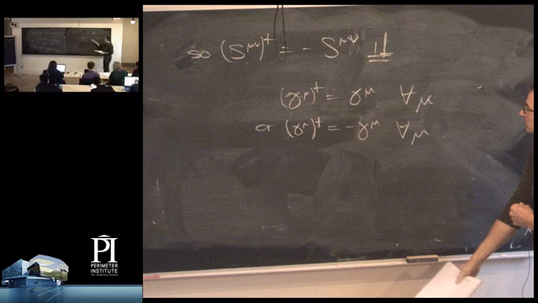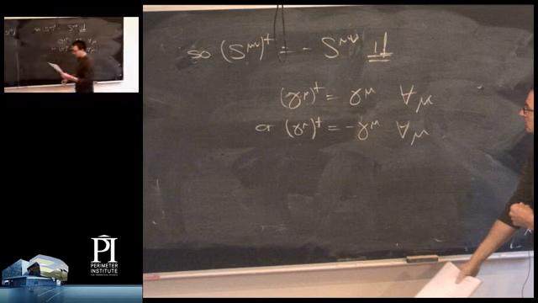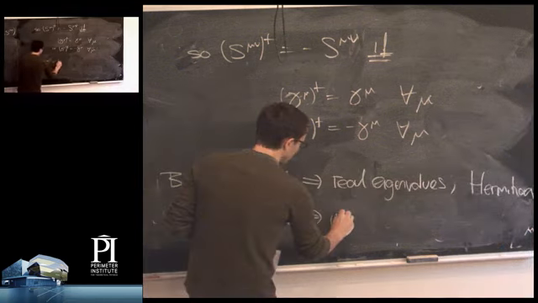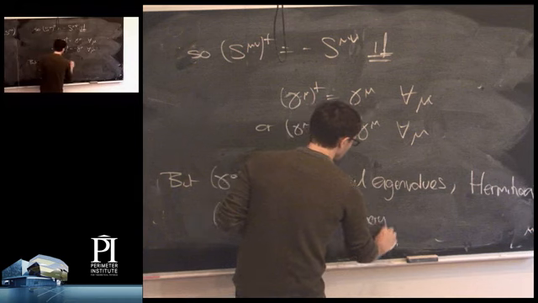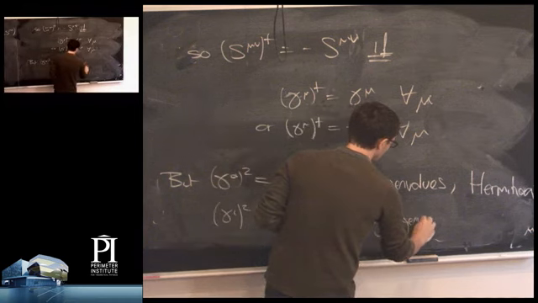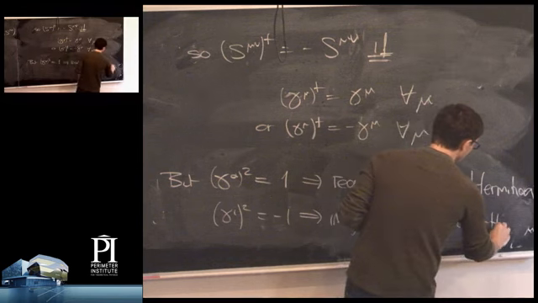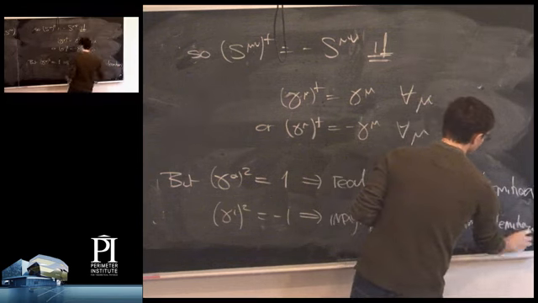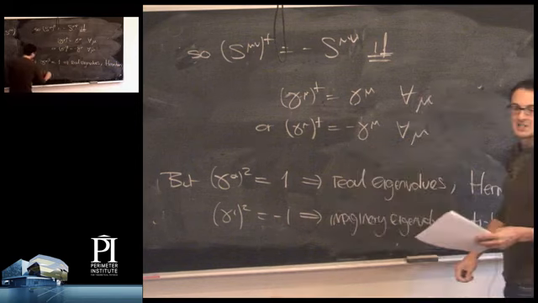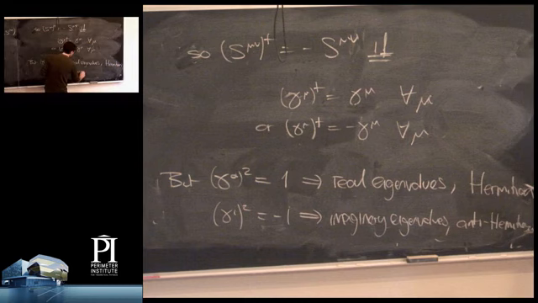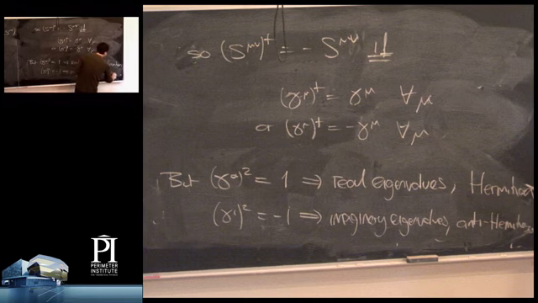So let's just now see why this can't possibly be true. And it's very easy. If you take gamma 0 squared, that gives you 1, which means that gamma 0 has real eigenvalues and can be Hermitian. But if you take any of the other guys and square it, you get -1, which means that they have imaginary eigenvalues. Which means that you can always make them anti-Hermitian, but never Hermitian.